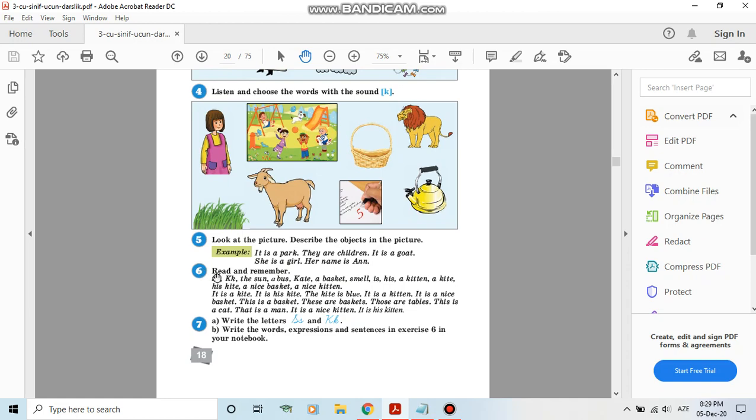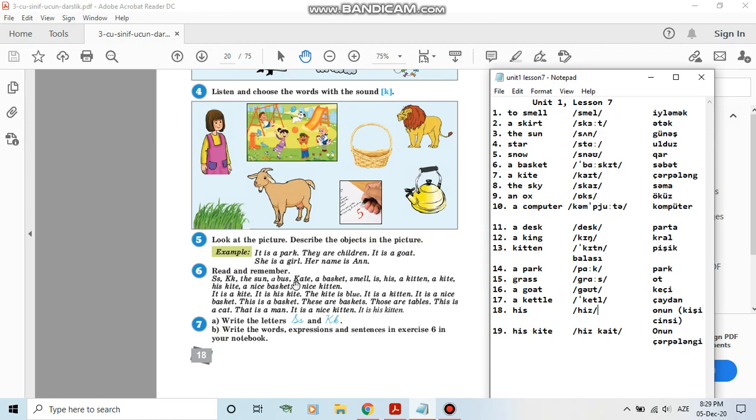Exercise number 6. Read and remember. Oxuyun və xatırlayın. Yadınızda saxlayın. S. K. The sun. Günəş. A bus. Avtobus. Kate. Kate adam adıdır. A basket. Səbət. Smell. İyləmək. Is. Üçüncü şəxsin təkində işlənən fel formasıdır. His. Onun. A kitten. Pişik balası.